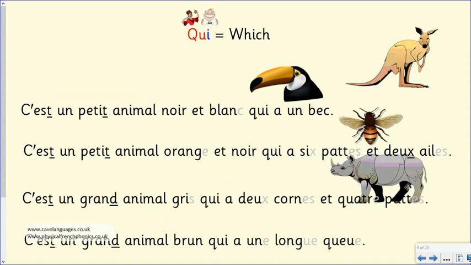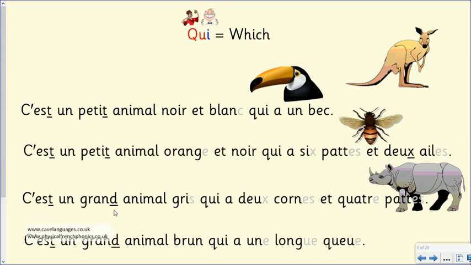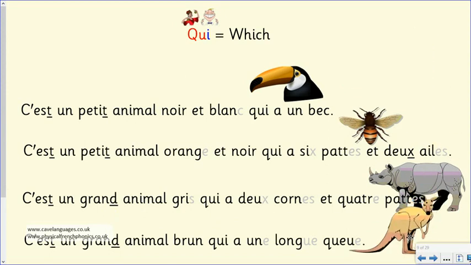And it's this one. It's a large grey animal which has 2 horns and 4 feet. So this one, this kangaroo must go here. See if you can read it out.